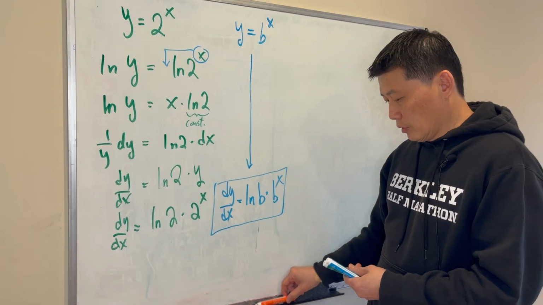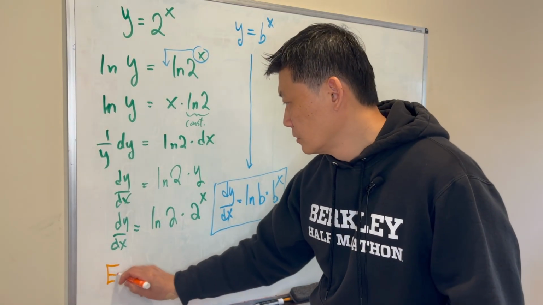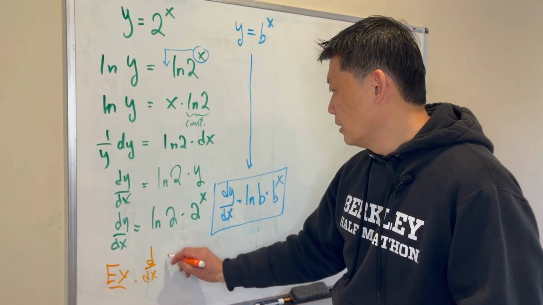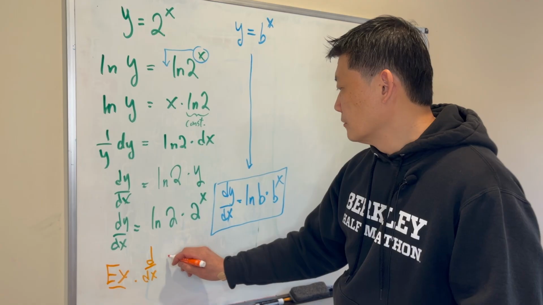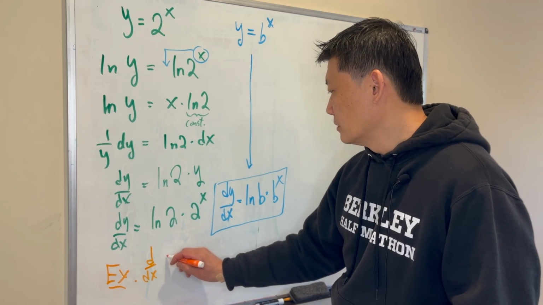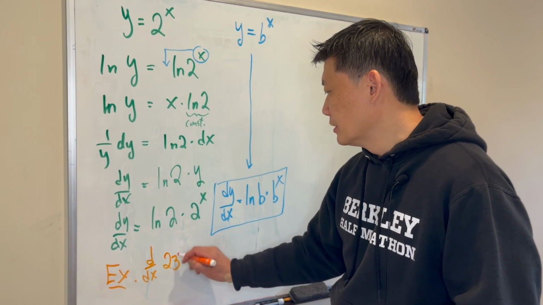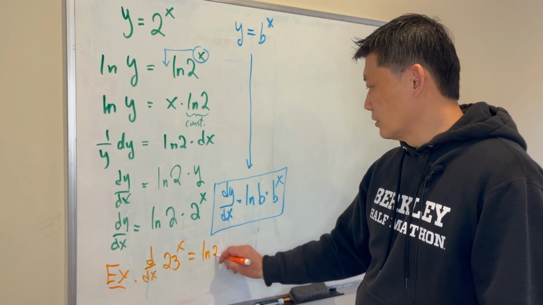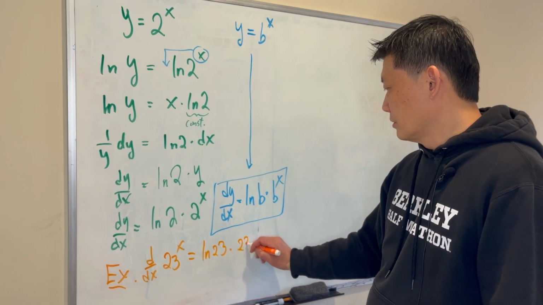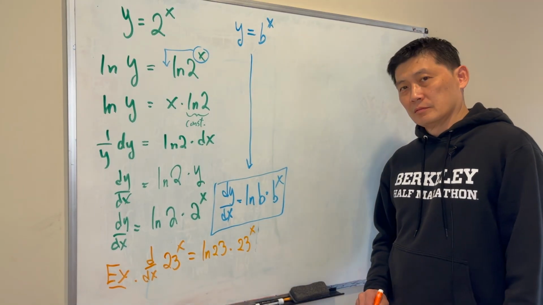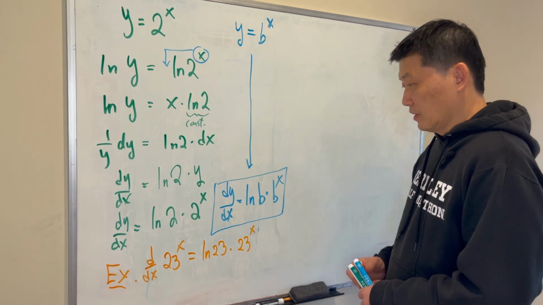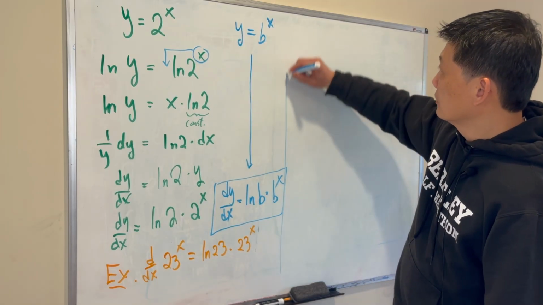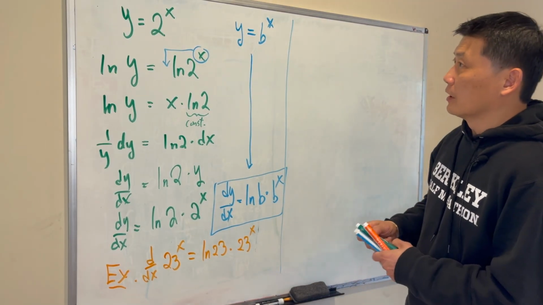So an example: find y prime, d/dx of, say, 23 to the x. Well, that's just ln 23 times 23 to the power x. Okay, that's that simple.